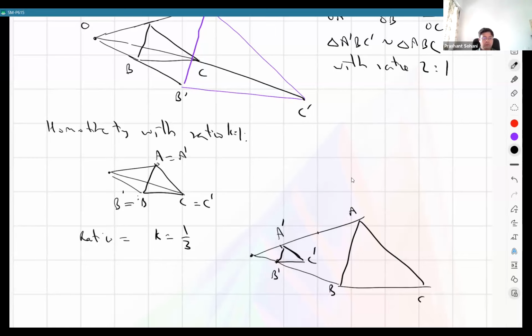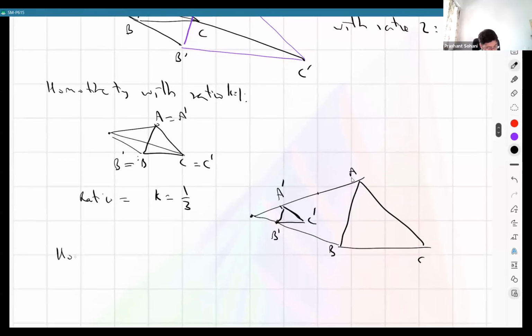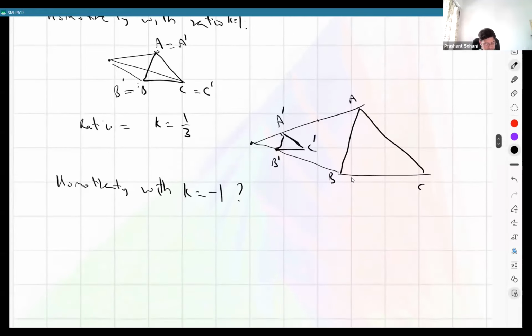What about negative ratio? What do you think would be the right picture to draw? Suppose I say I want to apply homothety with the ratio -1. What do you think the picture will look like?